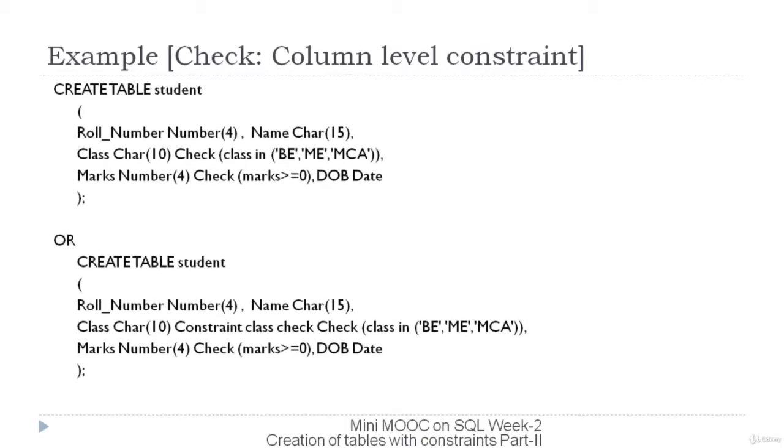Let us apply this constraint on a student table. In case of student database, we wish to define BE, ME and MCA as valid classes, and marks should be greater than or equal to 0. For this, we can use this statement. Let us execute this statement to demonstrate this concept.